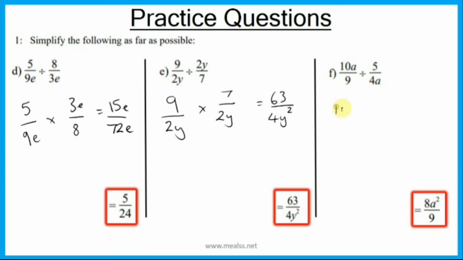Looking at F, 10a over 9. Flip the second one, 4a over 5. Change the sign. 10 times 4 is 40. a times a squared. 9 times 5 is 45. Now I know I can simplify this, both have a common factor. So once I do the division, I should get a final answer of 8a squared over 9.